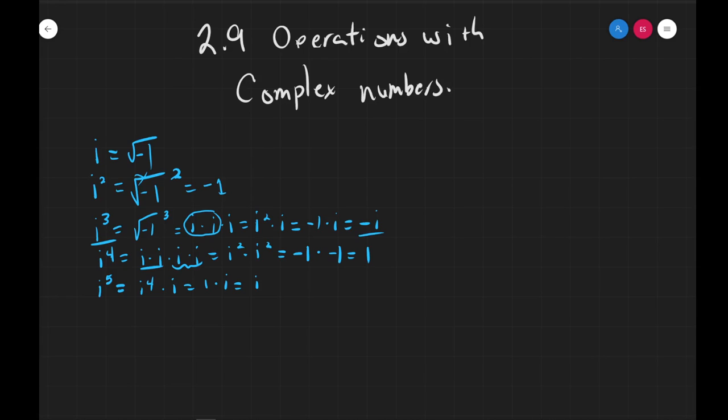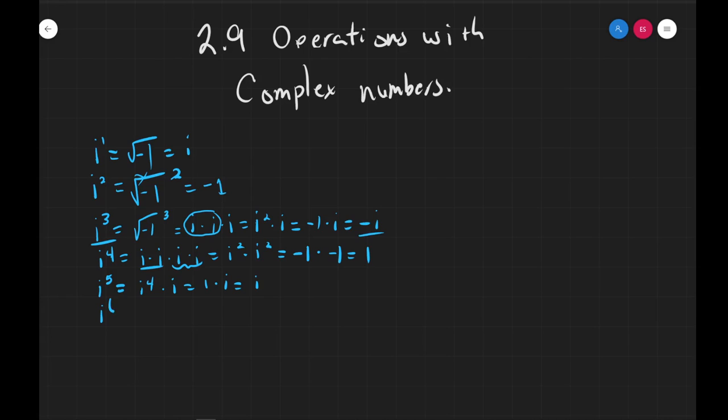So, i to the first power is i, i to the second power is -1, i to the third power is -i, i to the fourth power is 1, i to the fifth power is i. Okay, so that means that now this pattern is starting over.